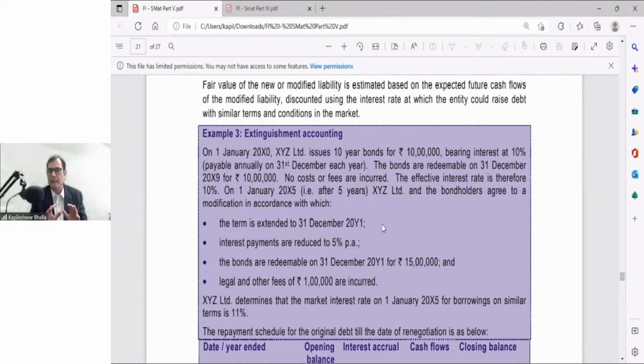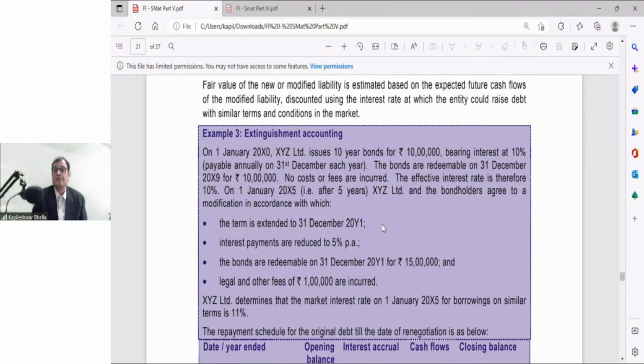So we are very clearly given that we issued a bond for a period of 10 years. The interest rate is 10%. And it says no cost or fees are incurred, no transaction cost, no processing fee. I like it. Can I say if there is no transaction cost and no processing fee, no adjustments are required initially? So it says the effective rate is therefore 10%.